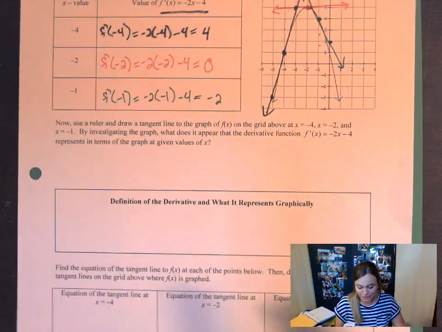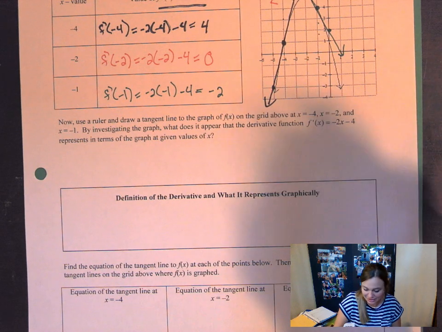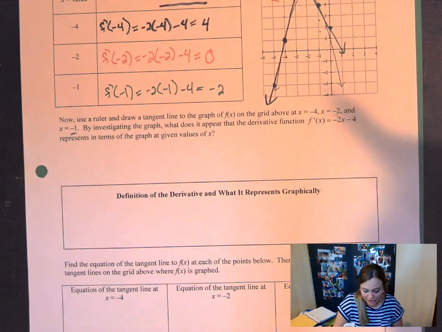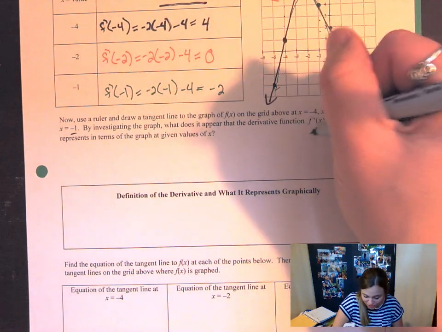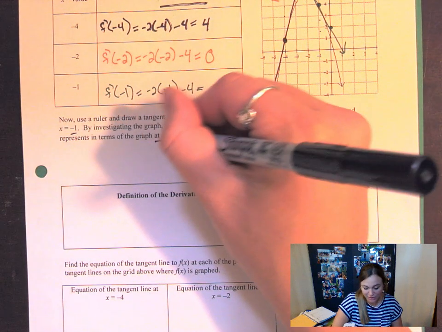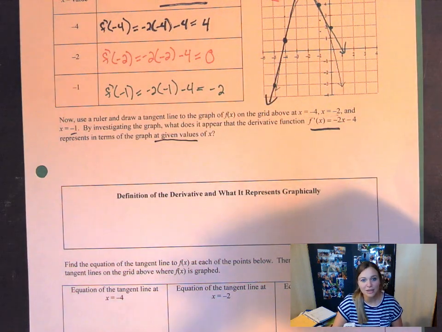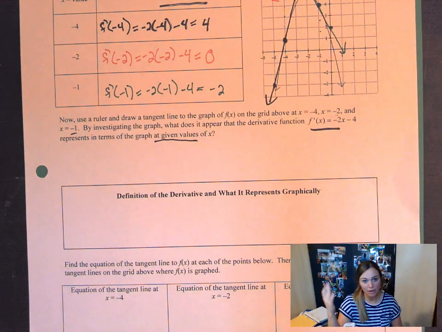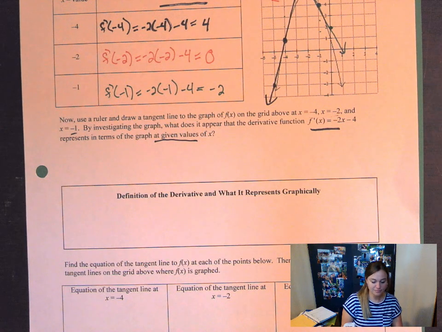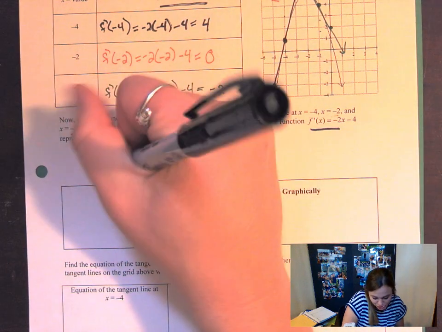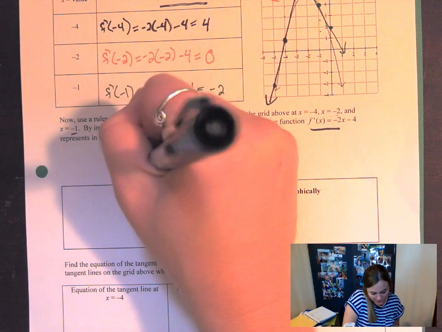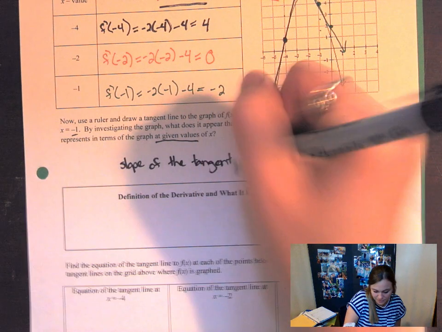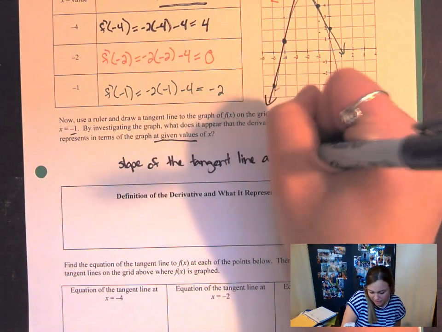Okay, and it says, now using your line, draw this tangent. We already did this at x equals -4, -2, and -1. I did this as we were going through. If we're looking here, the derivative function represents, in terms of the graph, so I already just told you this, but just in case this video is getting kind of boring for you and you zoned out, come back now. What do you think this is? Did you say the slope of the tangent line at given x values?